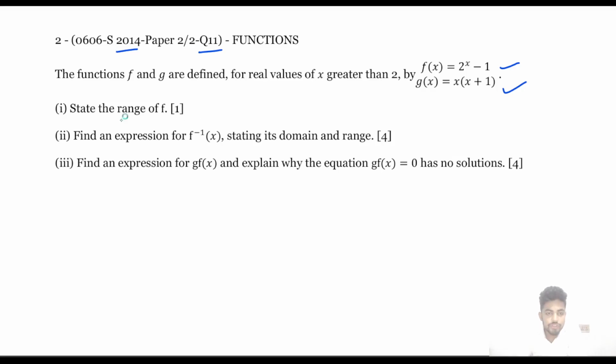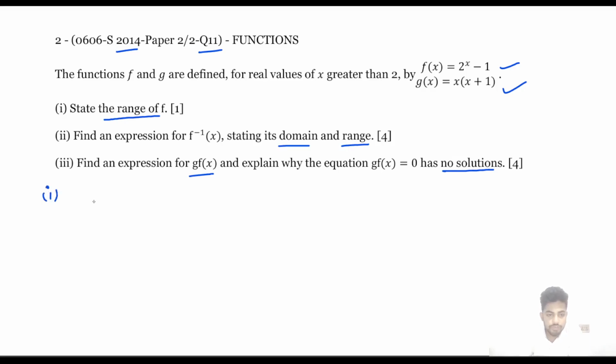The first question is to find the range of f, for 1 mark. The second one is an expression for f inverse x with its domain and range. The last one is to find g of f(x) and explain why g of f(x) is equal to 0 has no solutions. This one is for 4 marks, a total of 9 marks question we solve in this video. So let me solve the first one.